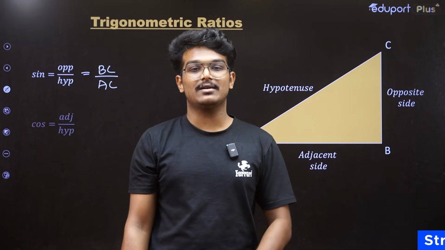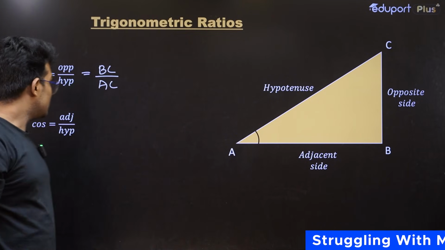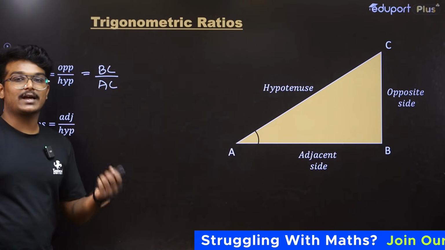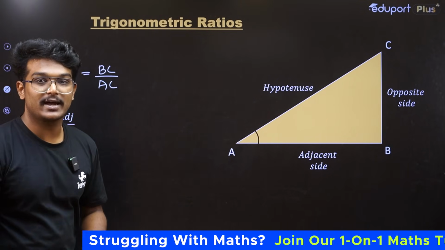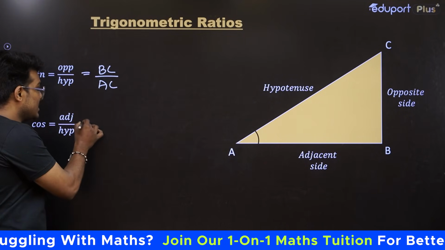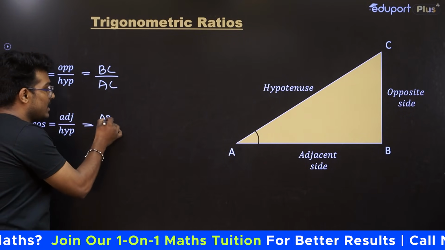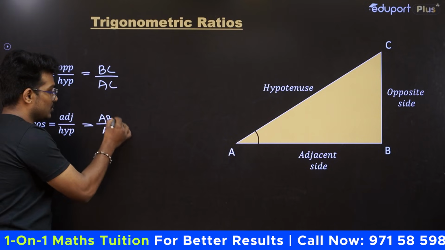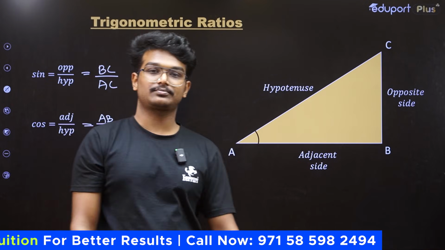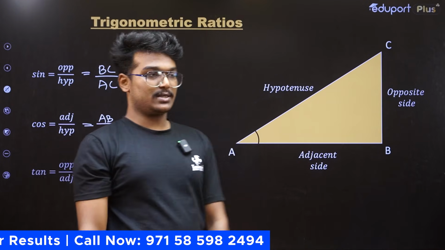Okay. Then the second ratio is cos. Cos is equal to adjacent side by hypotenuse. Adjacent side is AB and the hypotenuse is AC. So AB by AC.